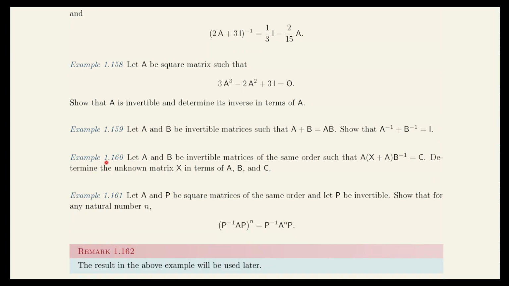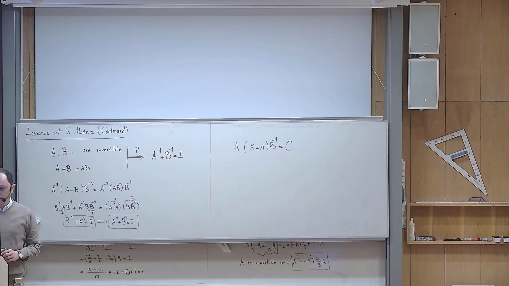I think this question 160 is actually simple. A and B are invertible of the same order, and then we have something like this. We want to determine the unknown matrix X. It's like in numbers, I want you to practice this algebra a little bit. So I have A times X plus A B inverse on the left, and C on the right-hand side. The goal is to determine the unknown matrix X in terms of A, B, and C.